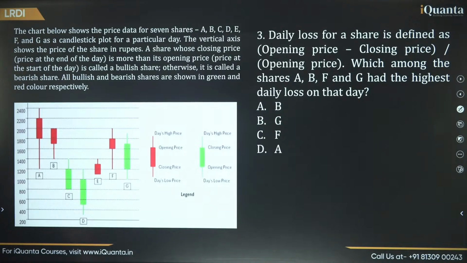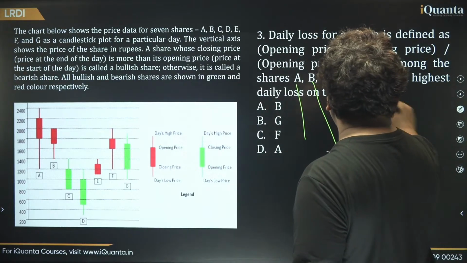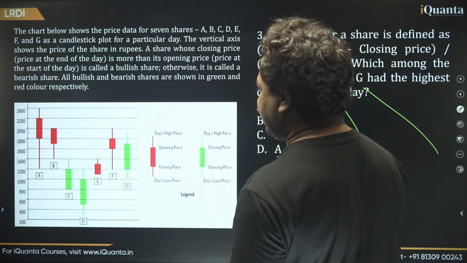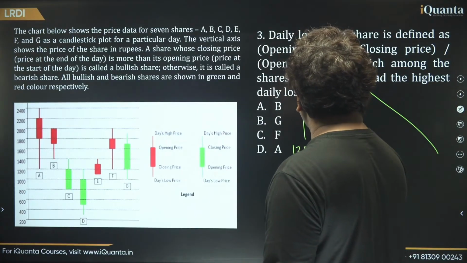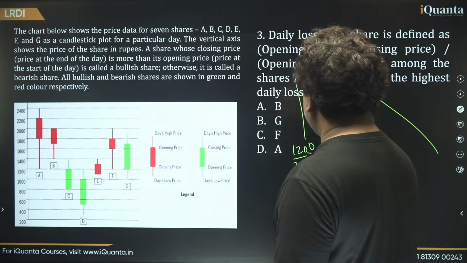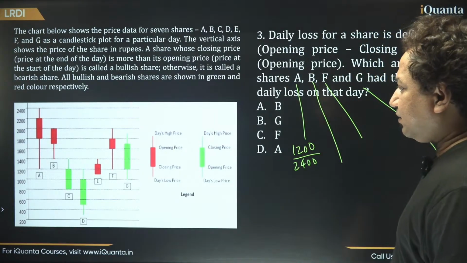Daily loss for a share is defined as opening minus closing upon opening. Which among the following shares had the highest daily loss on that day? Highest loss. Opening minus closing. ये बोल रहा है for A, B, F and G. Let's calculate. Opening minus closing. 1200 upon the opening price. That is 2400. किसका हाईएस्ट है ये बताना है.